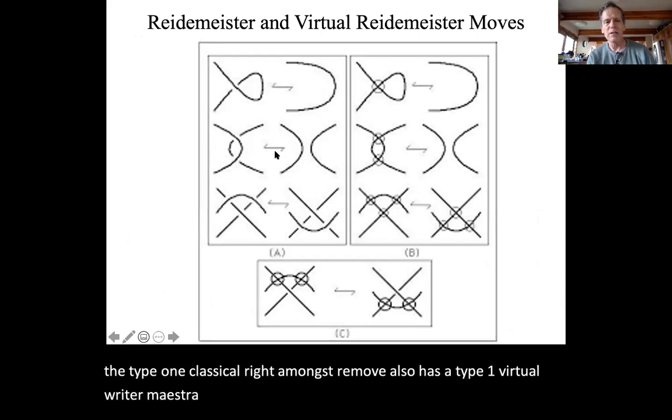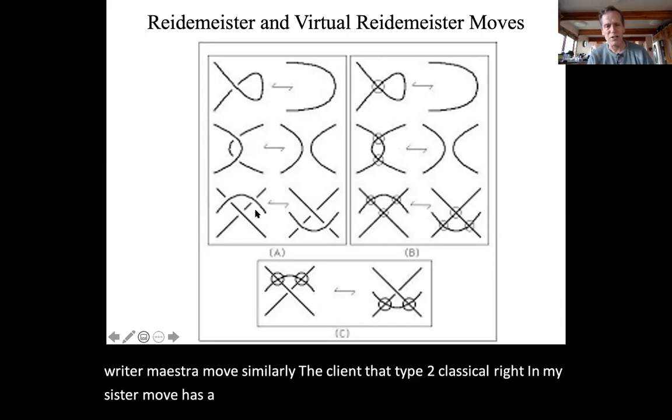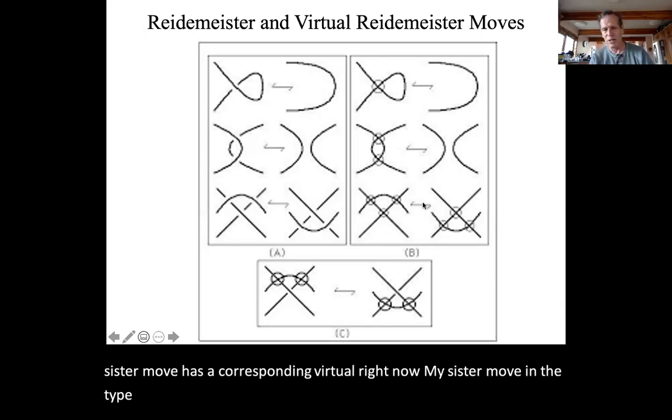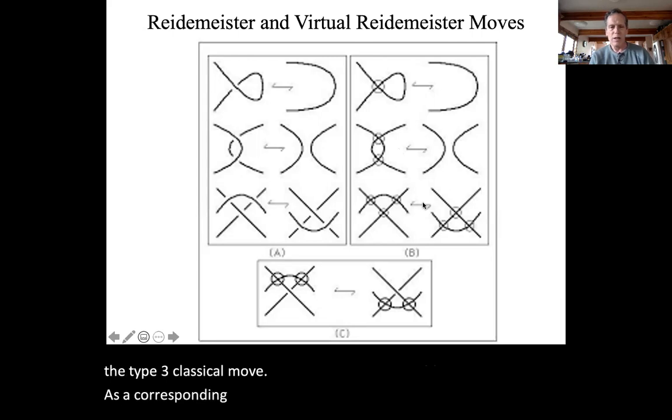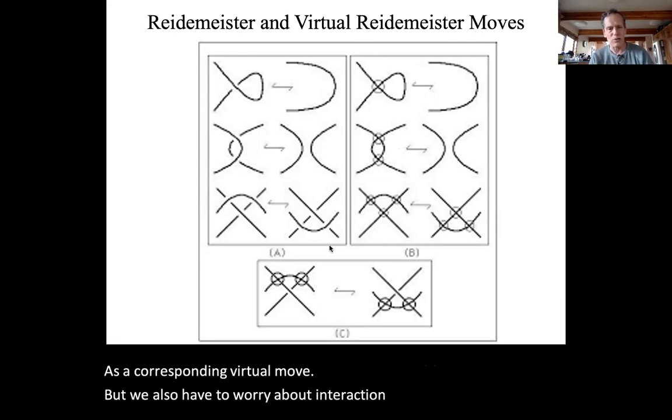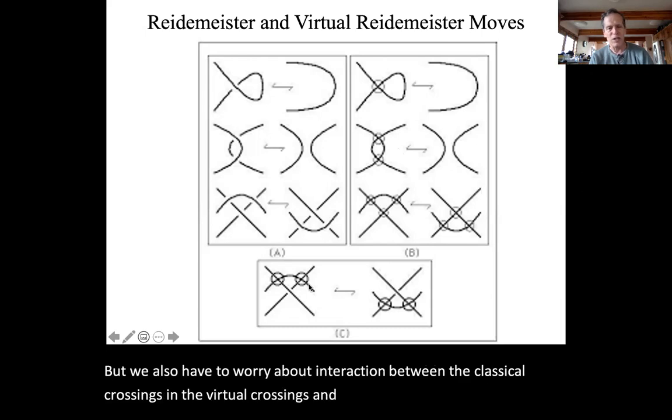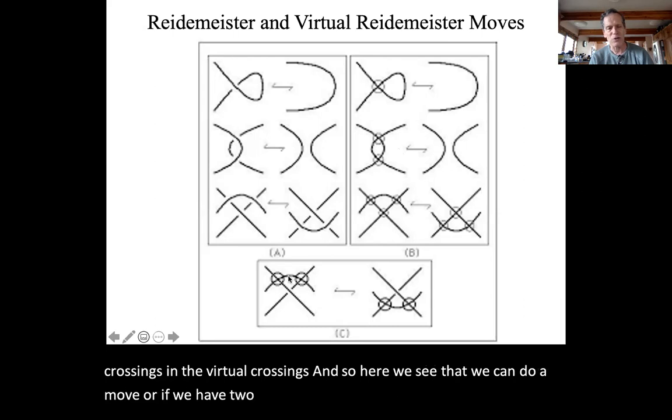Similarly, the type 2 classical Reidemeister move has a corresponding virtual Reidemeister move, and the type 3 classical move has a corresponding virtual move. But we also have to worry about interaction between the classical crossings and the virtual crossings. And so here we see that we can do a move where if we have 2 virtual crossings by a classical crossing, we can slide the virtual crossings past.